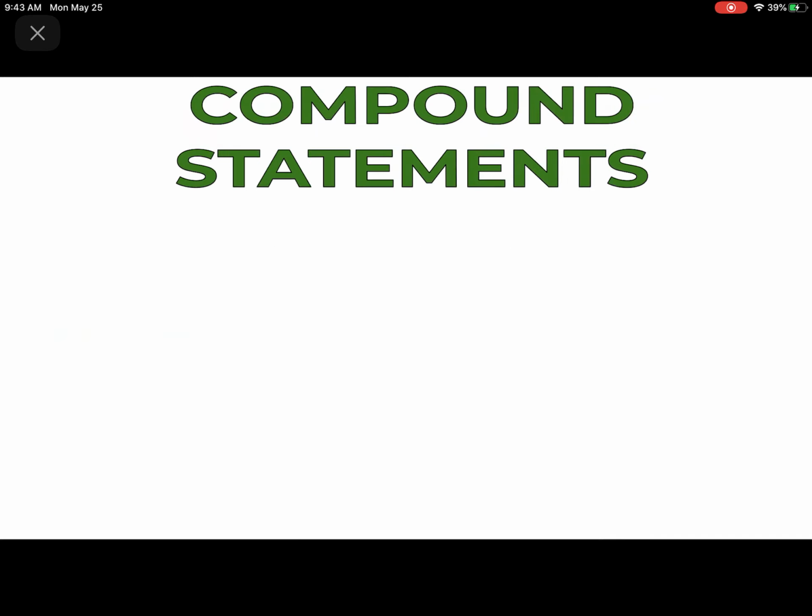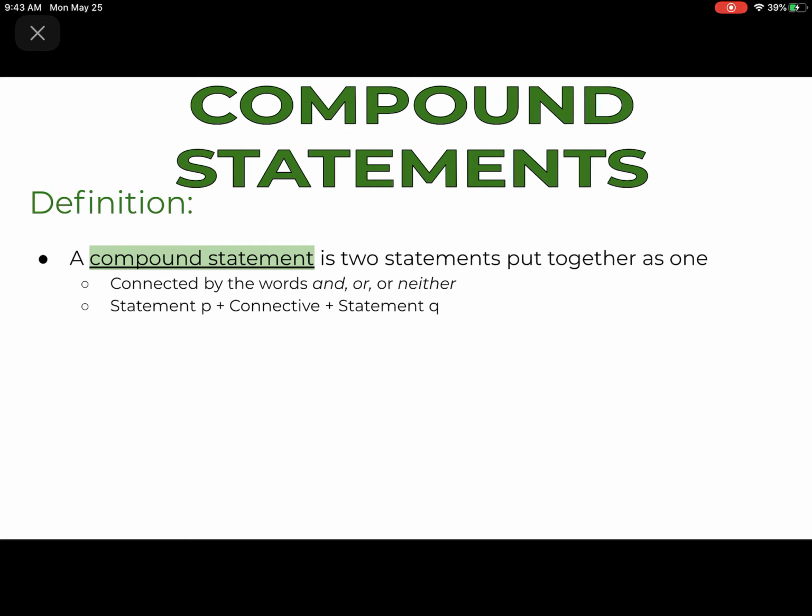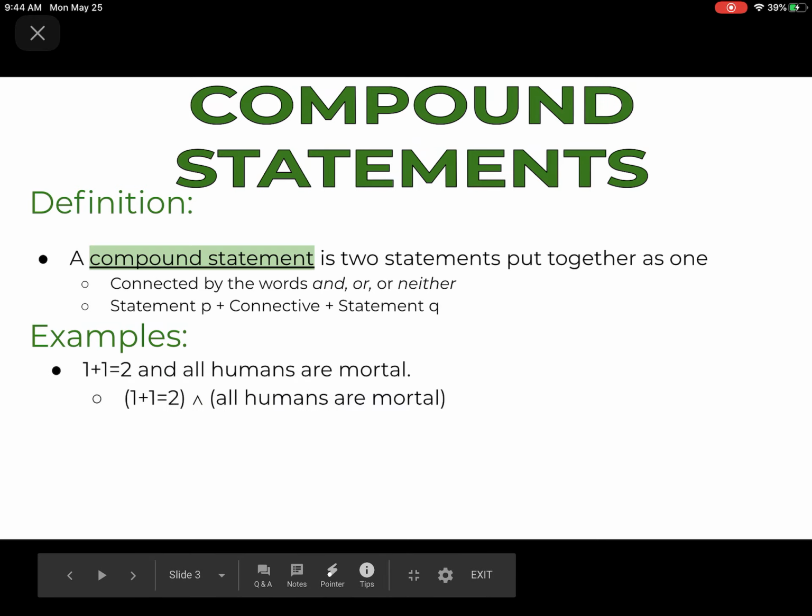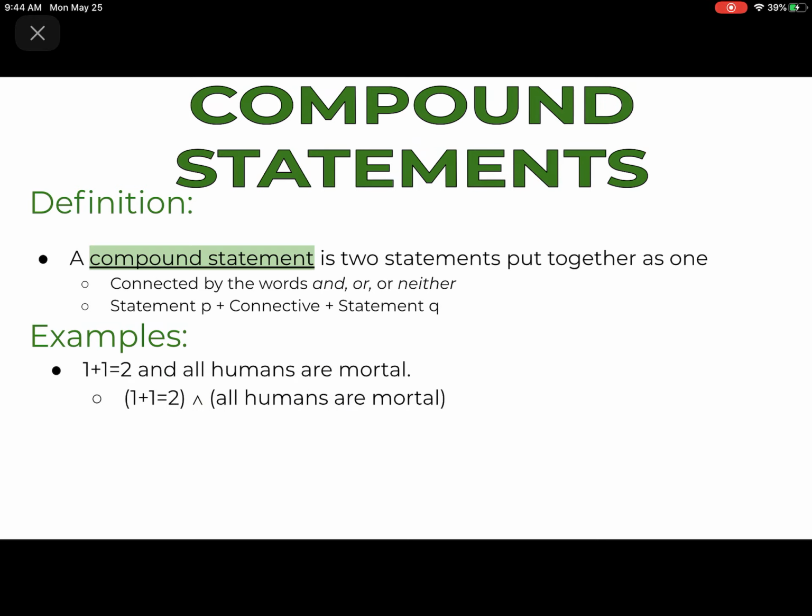Okay? Now, talking about compound statement. A compound statement is two statements put together as one, connected by the words and, or, neither, nor. This is where you'll see statement P, a connective, then statement Q. So, an example to start us off with. 1 plus 1 equals 2, and all humans are mortal.